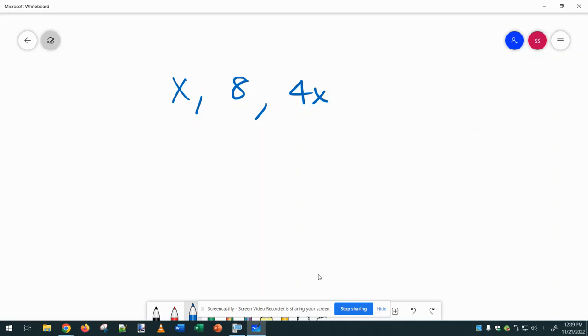So in order to make this sequence geometric, it means that there must be an R, a common ratio, where I multiplied x by something to get 8, and I multiplied the same thing by 8 to get 4x. And so in general, the common ratio is one term divided by the previous term. So that's how you would write that. In other words, R should equal 8 divided by x, and R should equal 4x divided by 8. It should be the same.